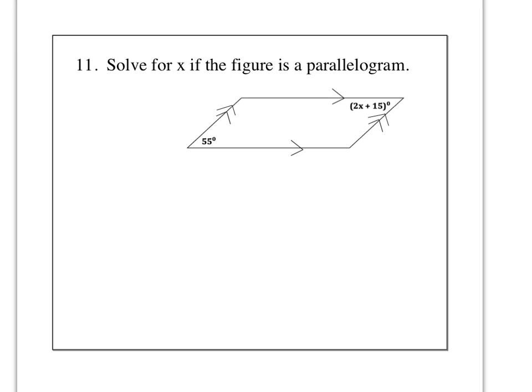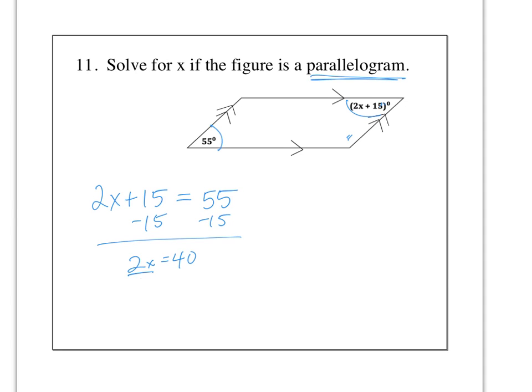So it says this figure is a parallelogram, and one thing we know about parallelograms is opposite angles are congruent. So 2x plus 15 should equal the angle across from it, which is 55. They should be the same size. Consecutive angles right in a row add up to 180, but angles across from each other are equal. So I'm going to minus the 15. I get 2x equals 40. Divide by 2. X equals 20. And I think we're done because it just says solve for x, so we don't have to plug it back in.